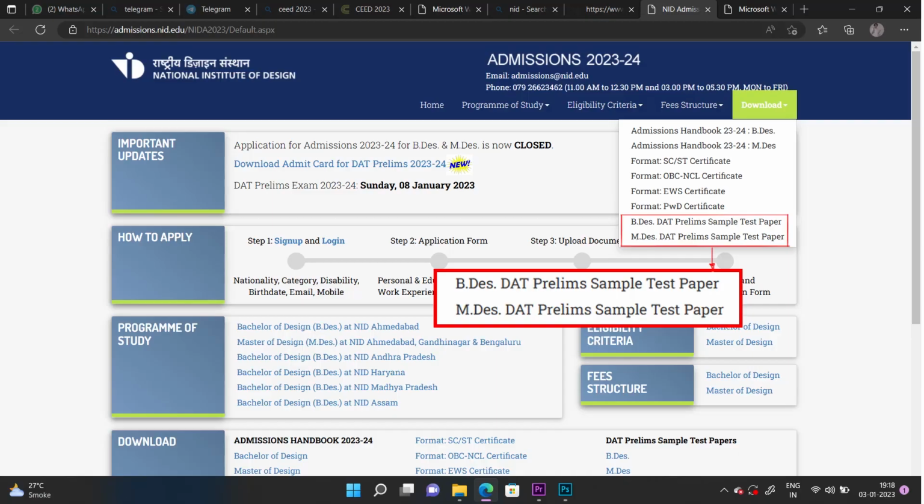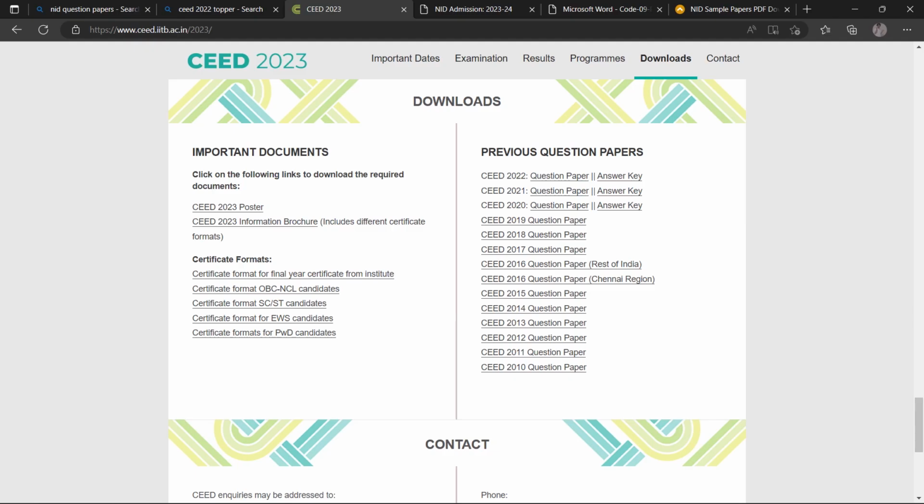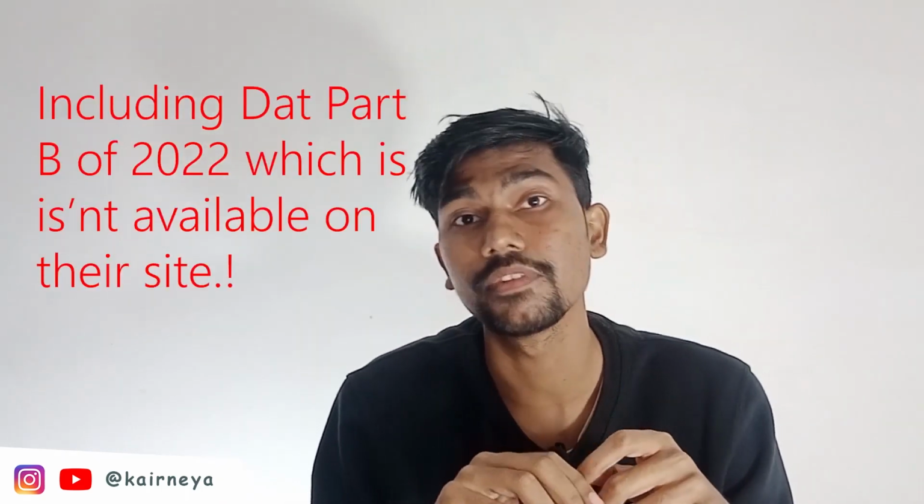So basically, NID has no structure. When I was researching how to prepare and approach the exam, I got very little material online. CEED actually provides a whole lot of PYQs, previous year question papers, on its own official website. NID would not do that. And since I did not apply to any institute, I prepared on my own, so everything I depended on was the internet. I only got one question paper, which I'll be sharing in this description, and the 2022 question paper will also be in the description below.